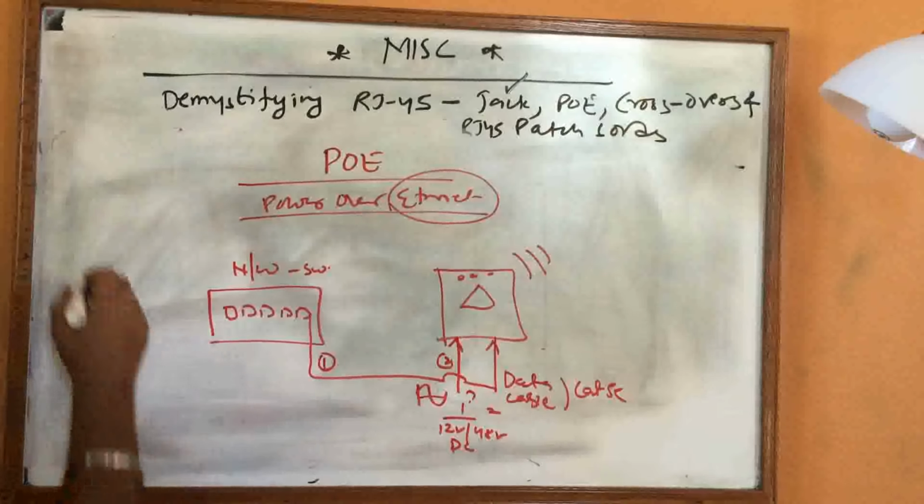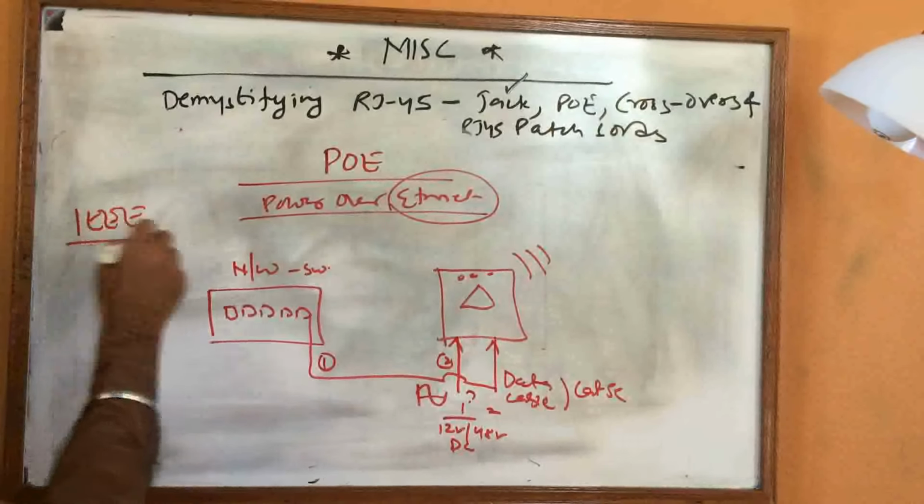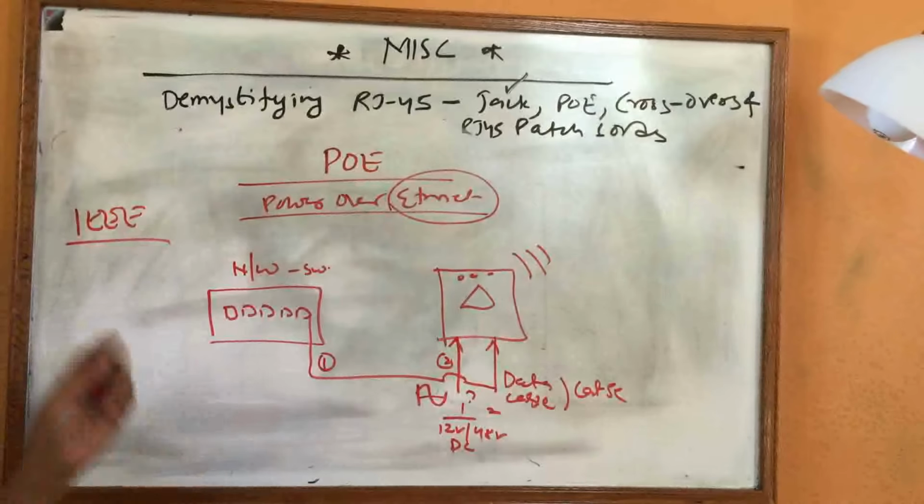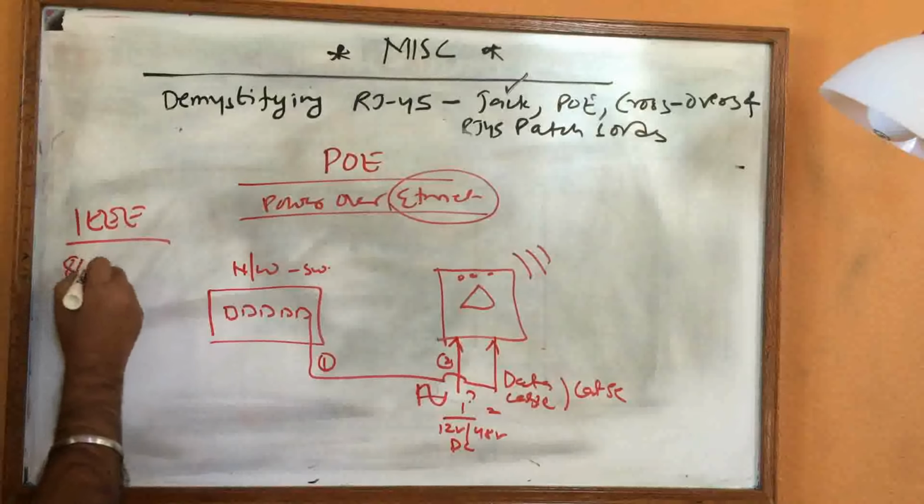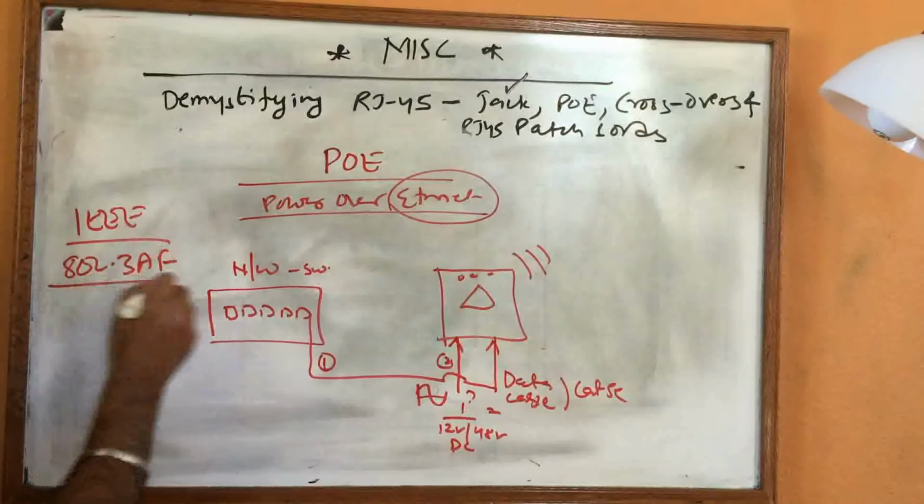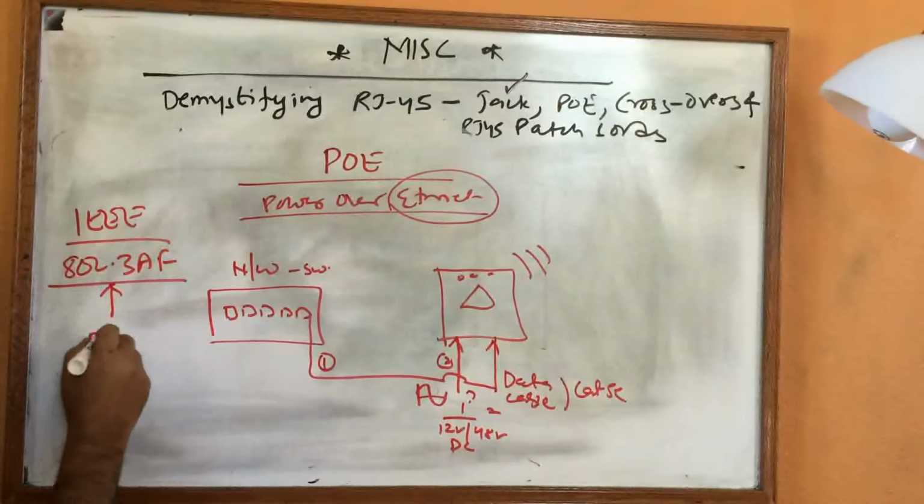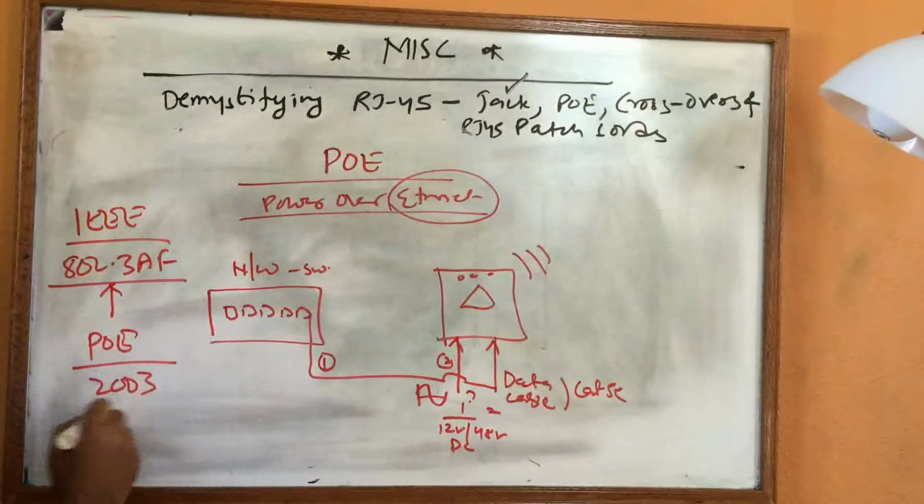So the IEEE, the Institute of Electrical and Electronics Engineers, thought of a standard where they want to transfer the power over this particular data cable itself. That standard was developed around, I think, the 2003 time frame, and it is called IEEE 802.3af, like Apple and Frank. So this is the standard for PoE, developed around 2003 by IEEE people, right?